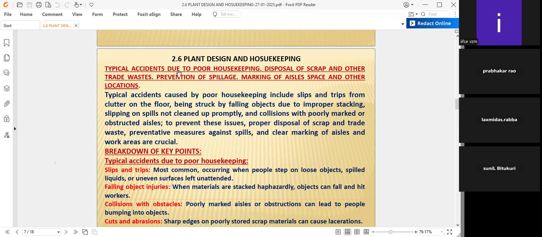The second one is typical accidents due to poor housekeeping, because in the plant layout itself, housekeeping is not taken care of.